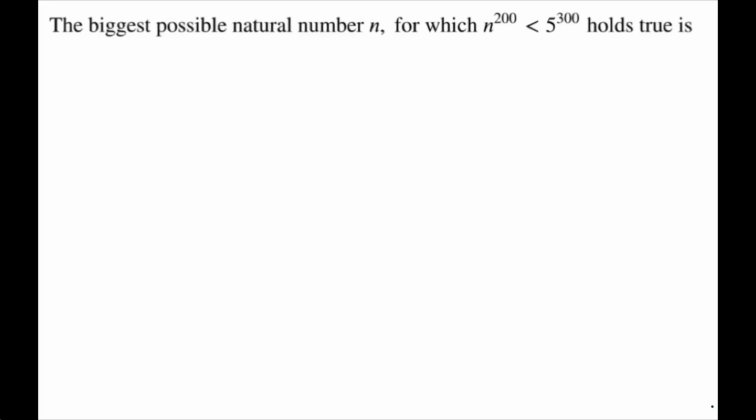The biggest possible natural number n for which n to the power of 200 is less than 5 to the power of 300 holds true is. First of all, a natural number is a number that is an integer and positive. For example, our counting numbers like 1, 2, 3, 4, and so on. To solve this problem, we take the 200th root of both sides. Now notice that when we're taking the nth root of a number, that's actually the same as taking that number to the power of 1 over n.